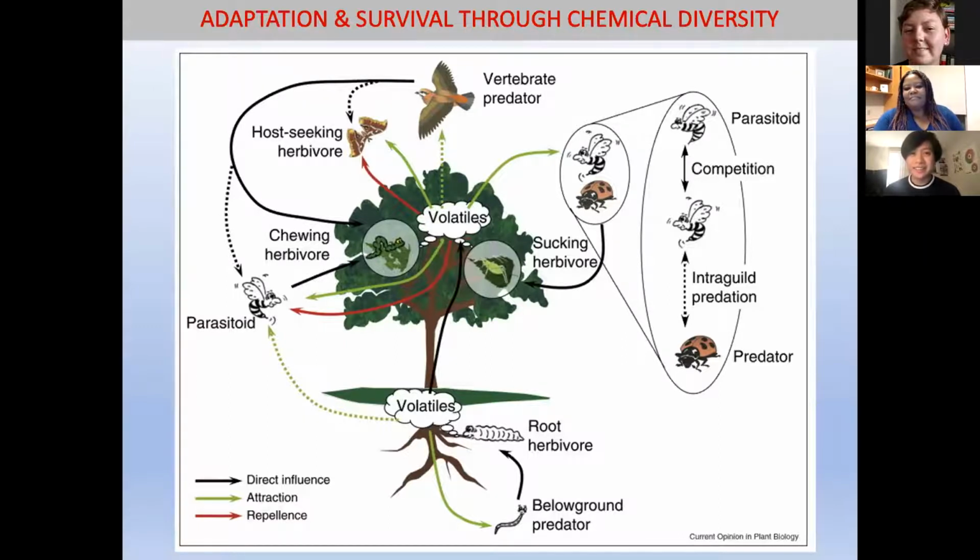Wow, it's obvious that plant chemicals are super important to survival in the wild. But it's weird because we use plant chemicals to our own benefit. Are there any other effects that these plant chemicals can have on humans or other animals?